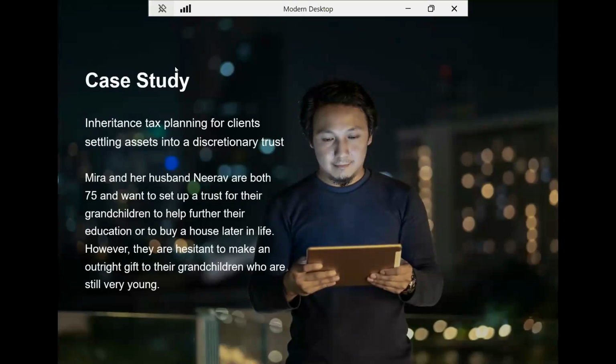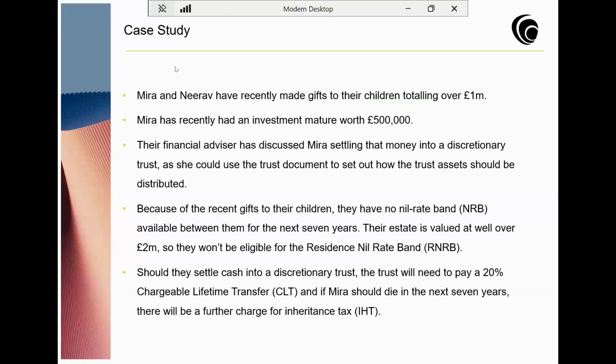So what we have here is inheritance tax planning for clients settling assets into a discretionary trust. So what you may have, next screen please, is that they've got an existing portfolio. As I say, they already made gifts. There's an investment of 500,000, and because of the level of their estate, they're looking to potentially settle the cash into a discretionary trust. The issue being there'll be a chargeable lifetime transfer.